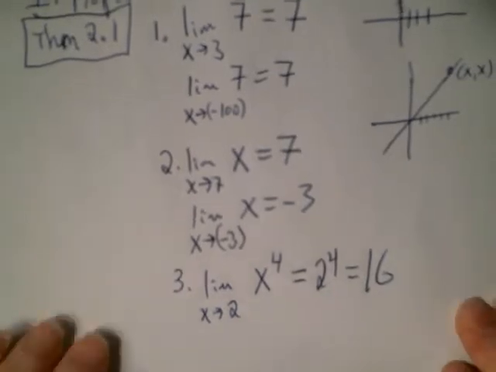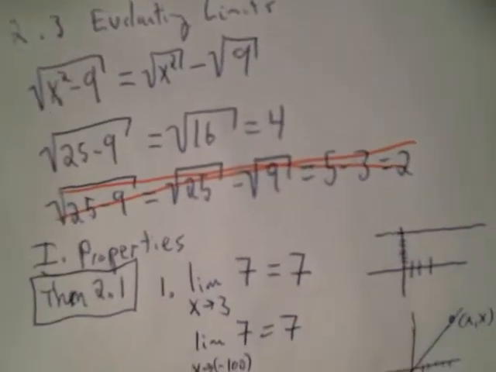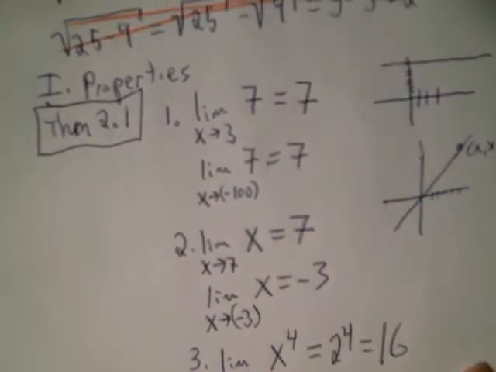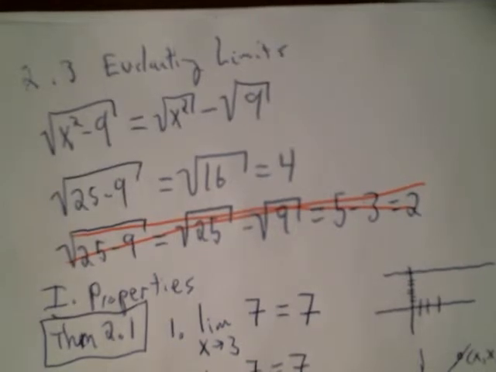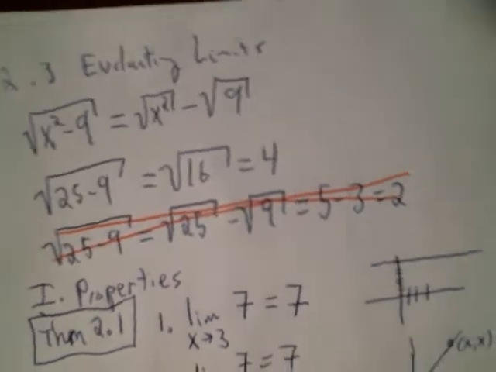Okay, so that's the first theorem, and then we build off of this theorem to get these other rules. And I believe you could prove all these rules using delta epsilon proofs, which you would do if you took more advanced calculus. We won't bother with that. Okay.